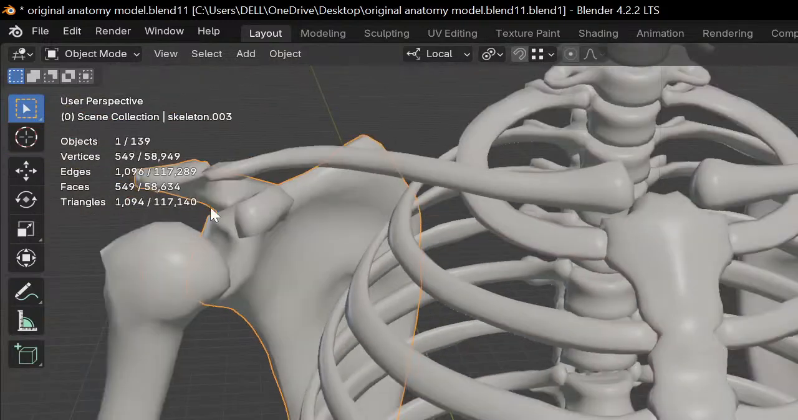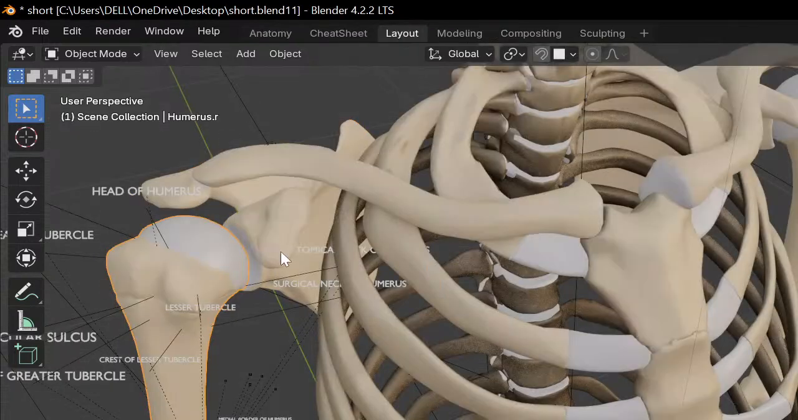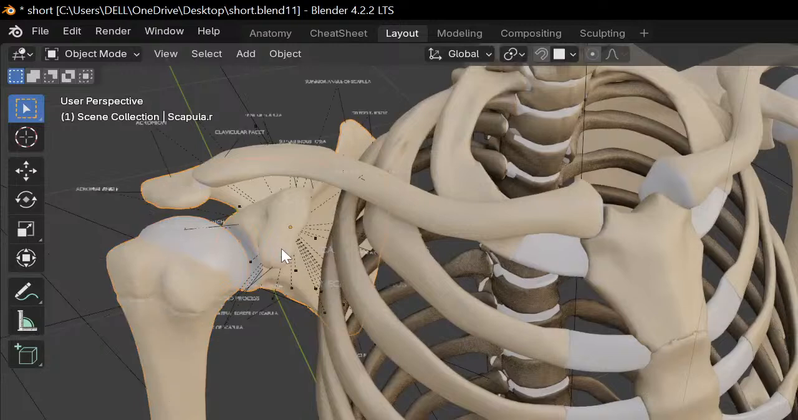So let me ask a question. This knuckle-like projection, that is the coracoid process of the scapula, there are some muscles that originate or attach to this point.